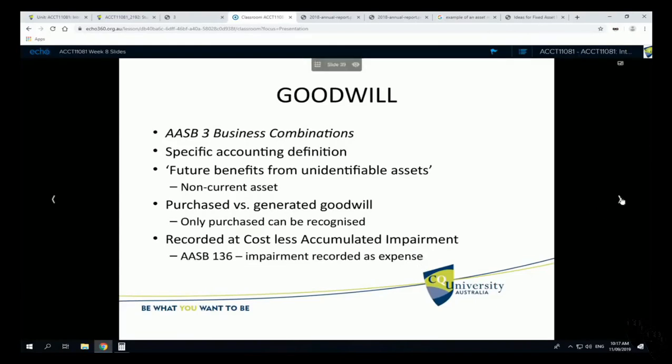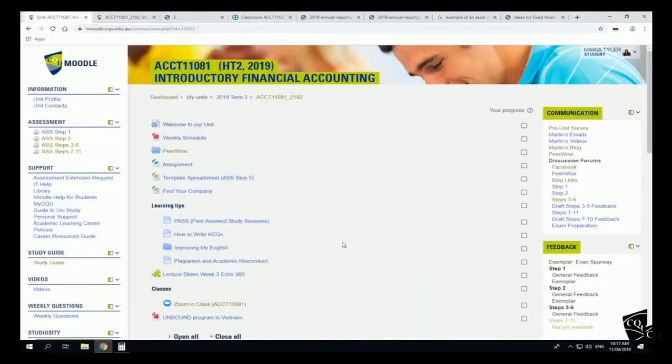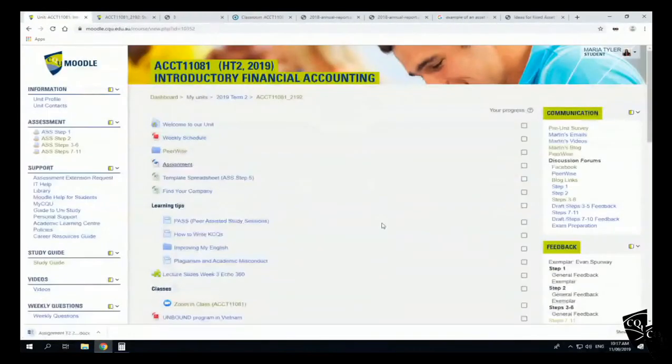Okay, enough about goodwill. I'll let you continue in your tutorials discussing those key concepts. But step 10, this is what I would like you to complete today as part of your tutorials very soon. Step 10 is essentially where we are asking you to describe your firm's property, plant and equipment, and also to consider depreciation.